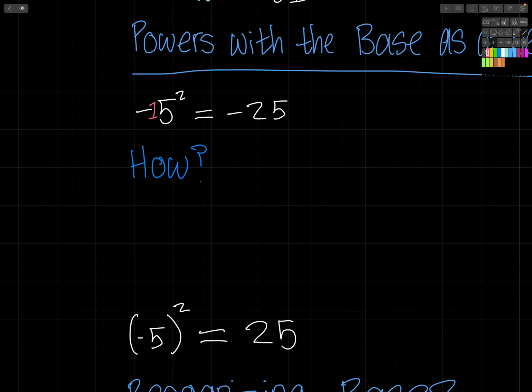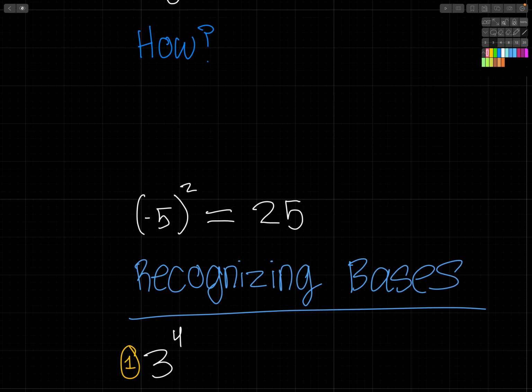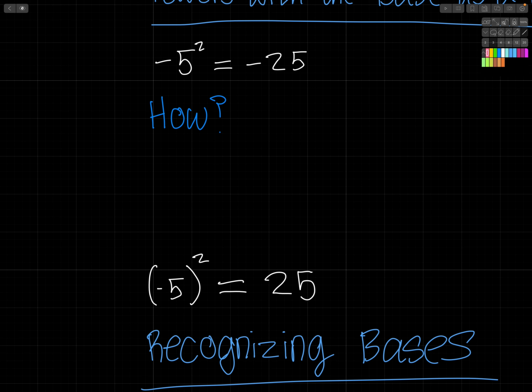And it's timesing by 5. So this negative is like a -1, and it's being multiplied by 5. So multiplication comes after exponents. So you first do 5 to the power of 2 and then times that by the -1, which would give you -25.